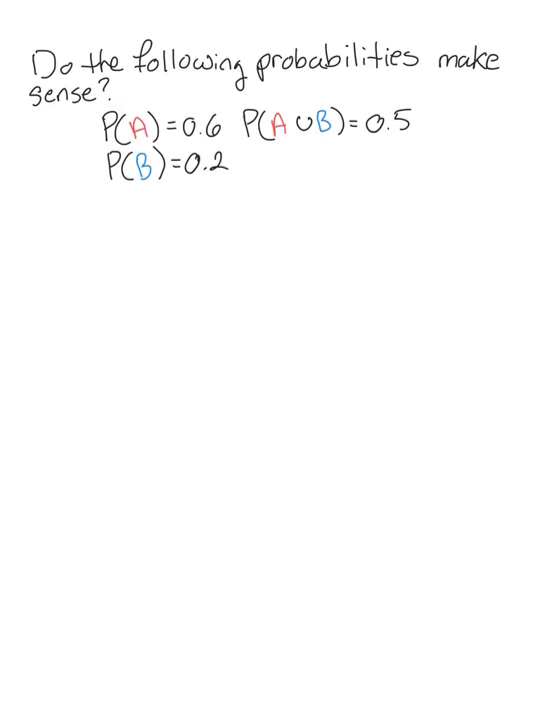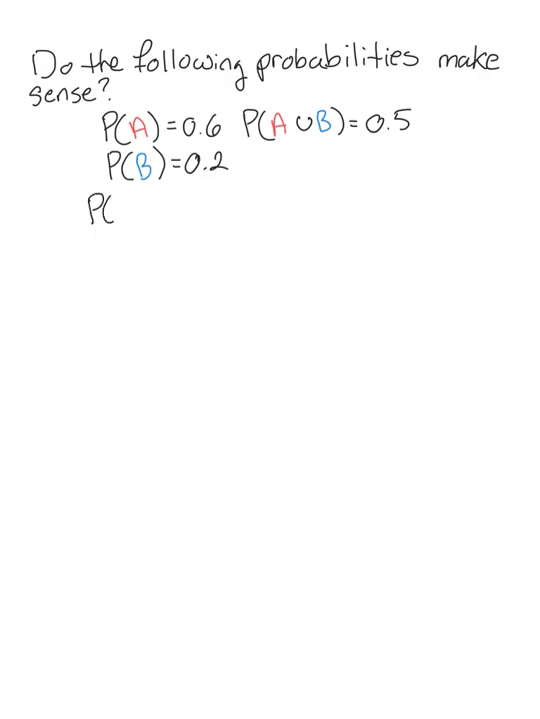In this video, we're going to be answering the following question. Do the following probabilities make sense? We have the probability of A is equal to 0.6, the probability of B is equal to 0.2, the probability of A or B is equal to 0.5. Now, we have the following equation to make use of to help us answer this question.